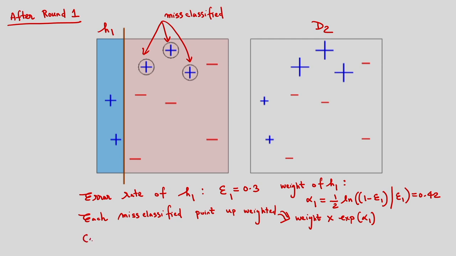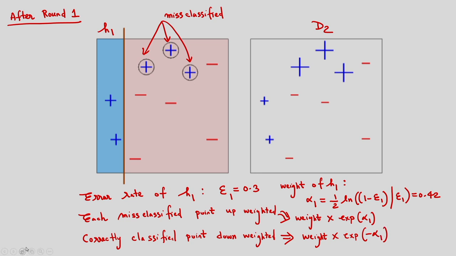And similarly, for the correctly classified points, they are down weighted. So how to do the down weighting? The weight is multiplied by exponential minus alpha 1. So you can see I am giving importance to the misclassified samples, because the weight is multiplied by exponential alpha 1. And for the correctly classified samples, we are down weighting, that means the weight is multiplied by exponential minus alpha 1. After this, I am getting the new data set, D2. So this is after round 1.